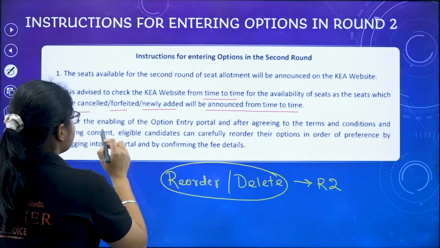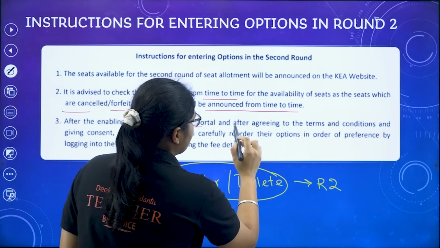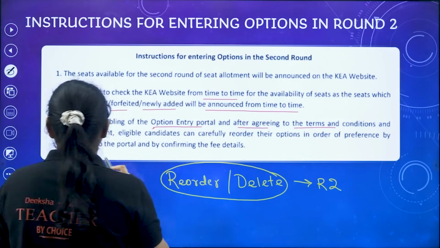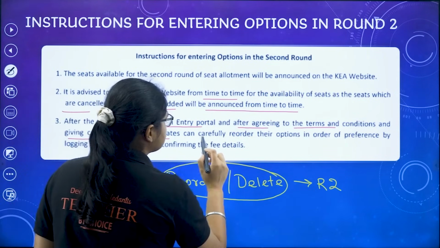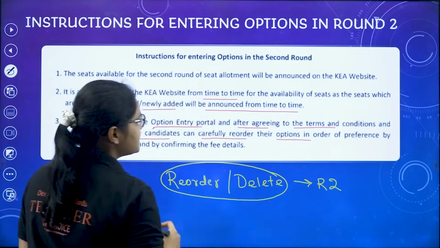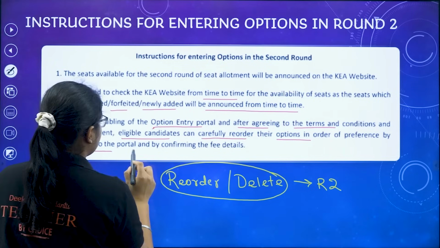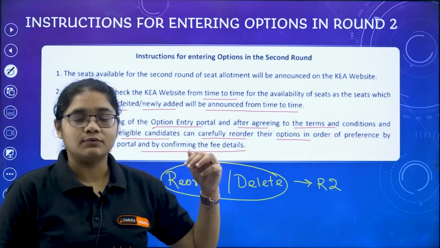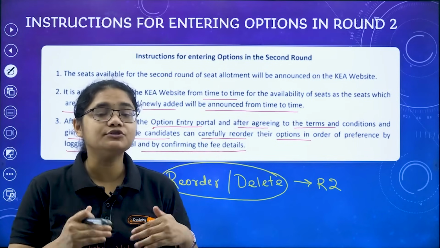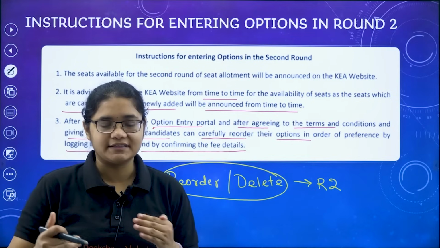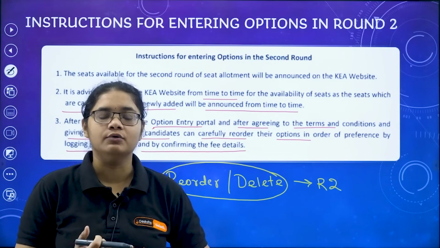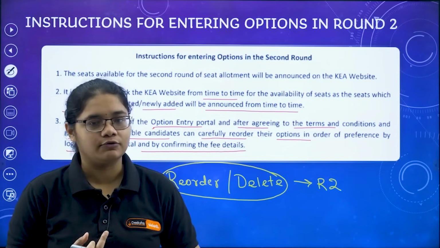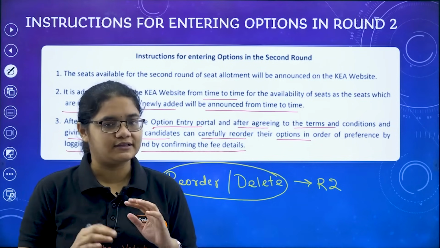After enabling the option entry portal, and after agreeing to the terms and conditions and giving consent, eligible candidates can carefully reorder their options in order of preference by logging into the portal and confirming the fee details. So what you have to do is, once you log in to your portal, there are 3 steps of login. First of all, you have to do the QR scanning, then you have to do face recognition, then OTP is also there.